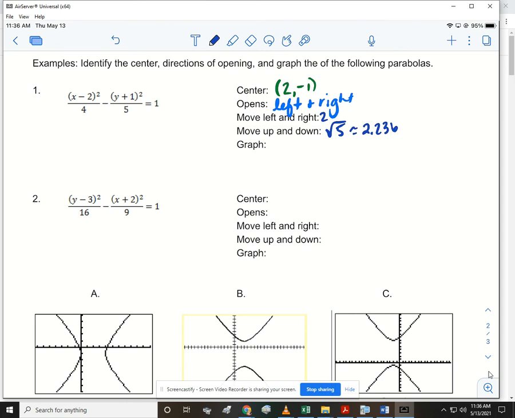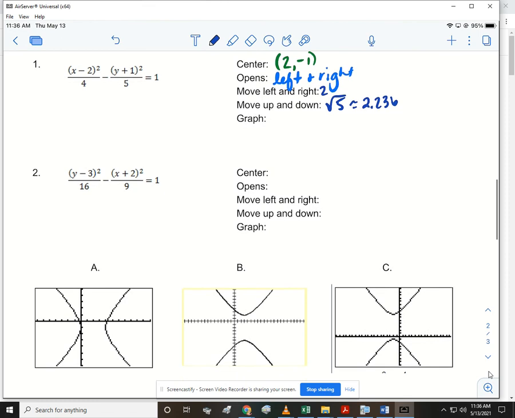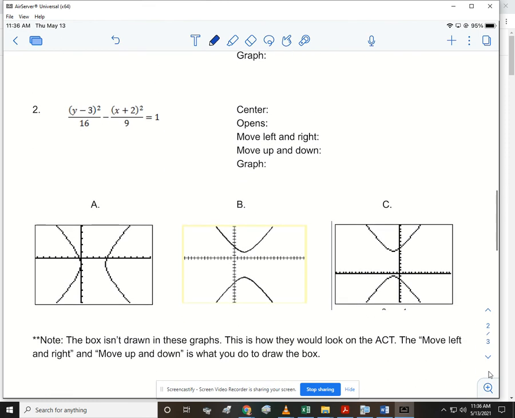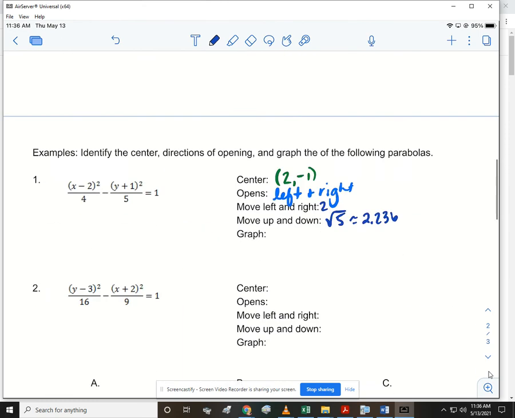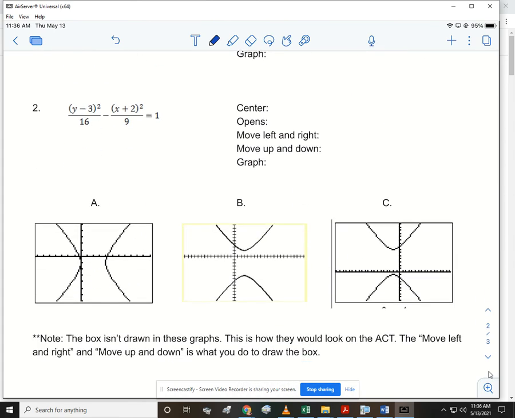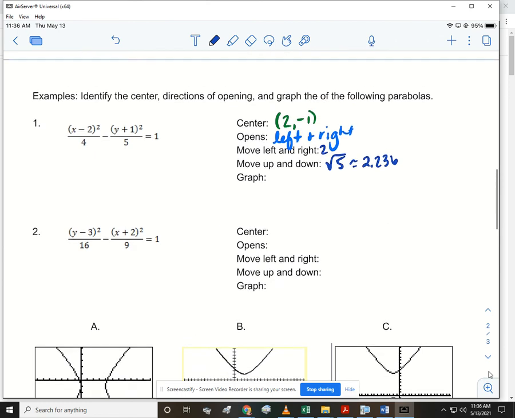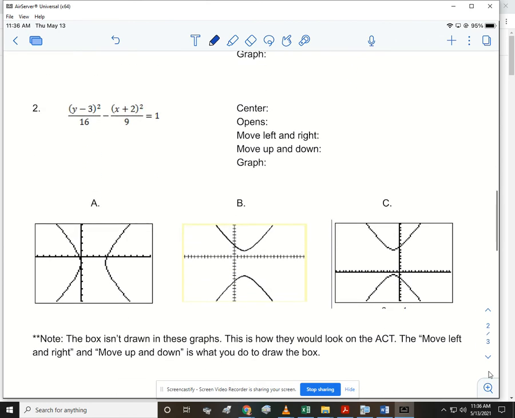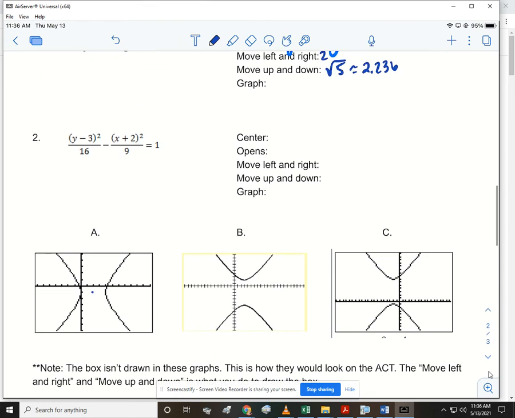Now we have two graphs. No, sorry, we just have one graph that's opening left and right. And so it should be the right one, but we'll just double check. Now, on the calculator and on the ACT, you're not going to see this box that was here. So definitely it should be this A one, where we go to the center of 2, -1, and then we would move 2 left and right.